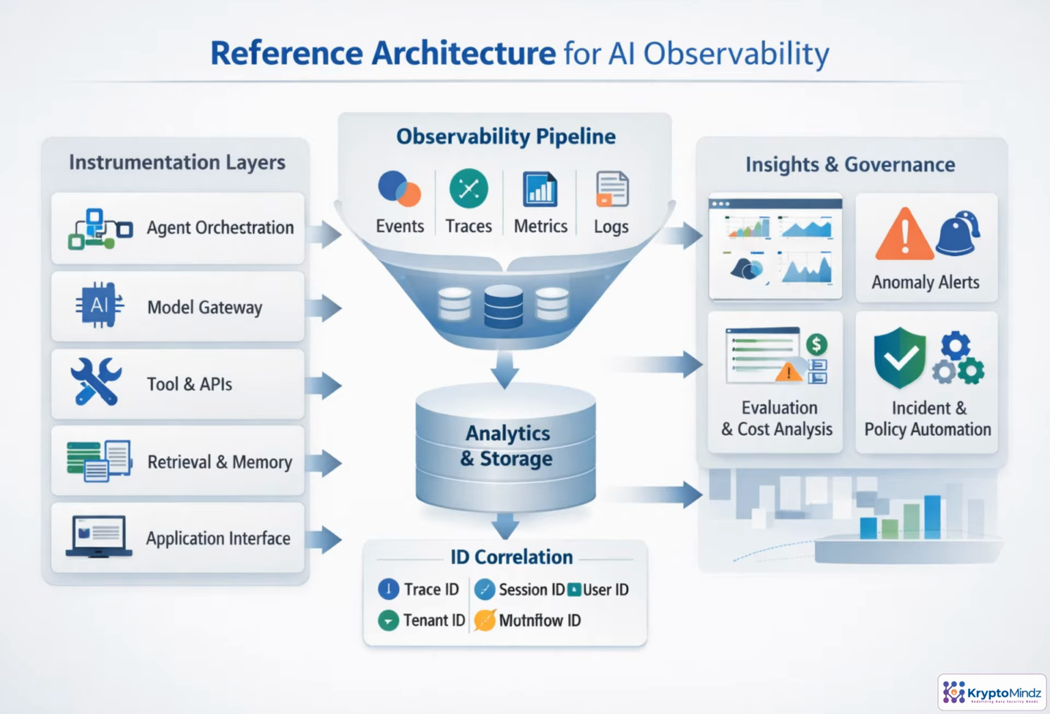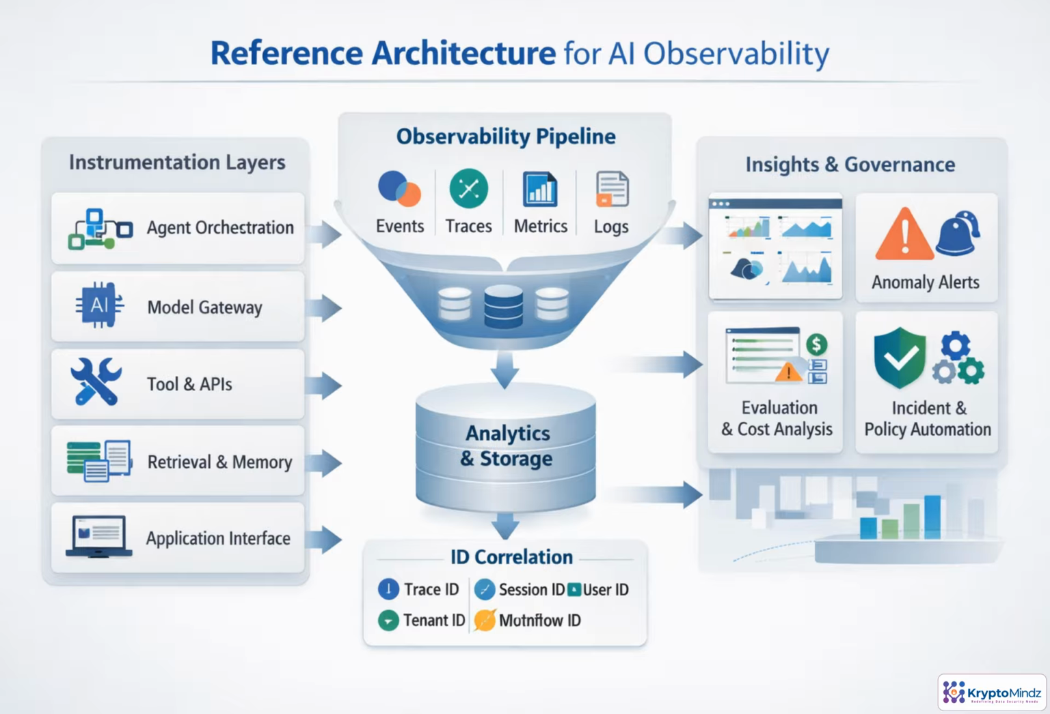A practical AI observability architecture starts by instrumenting every place decisions are made: the application, orchestrator, model gateway, tools, retrieval, and memory. Each step emits structured events, traces, metrics, and logs into a shared telemetry pipeline. The critical design choice is correlation. Shared identifiers such as trace, session, user, tenant, and workflow IDs let teams connect latency, cost, model behavior, quality signals, and business impact. Once stored for analysis, that data becomes operational. Dashboards show trends, alerts catch anomalies, evaluations review quality, and governance workflows support incident response and policy enforcement.